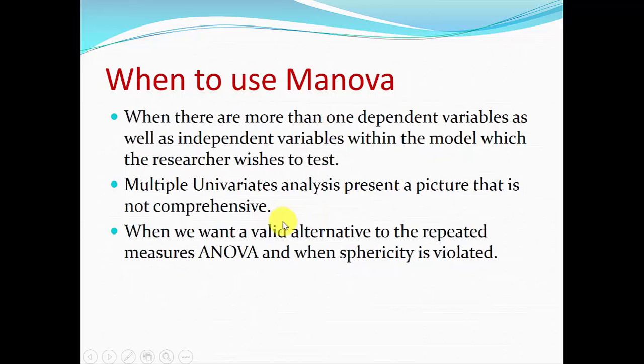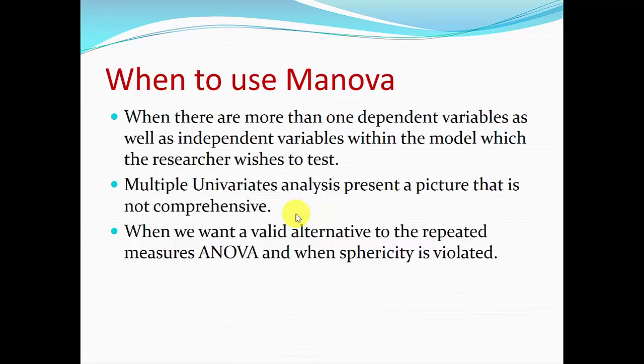On slide 5, we want to see when we use MANOVA. We use MANOVA when there is more than one dependent variable, as well as independent variables within the model which the researcher wishes to test. When we want a valid alternative to the repeated measures ANOVA, and when sphericity is violated. We also use MANOVA when multiple univariate analyses present a picture that is not comprehensive on the interrelationship.